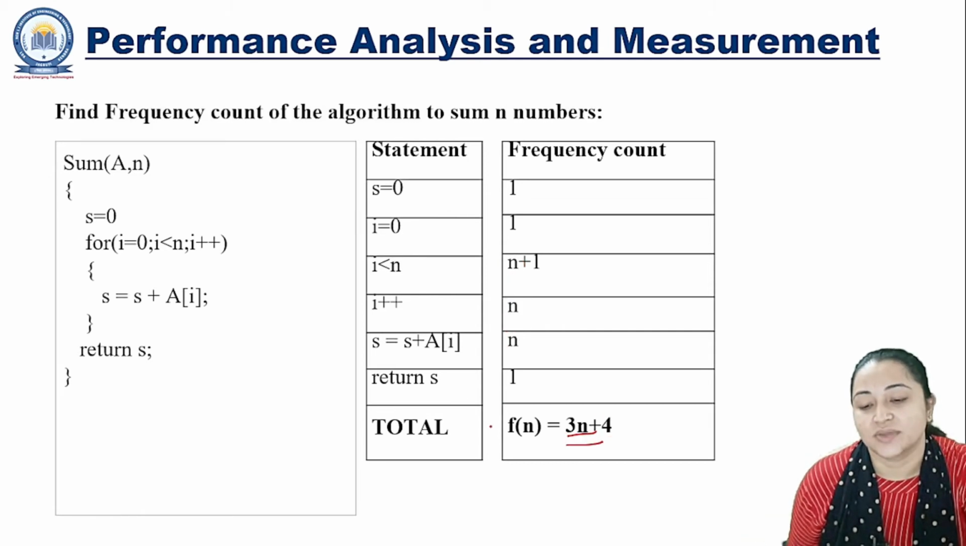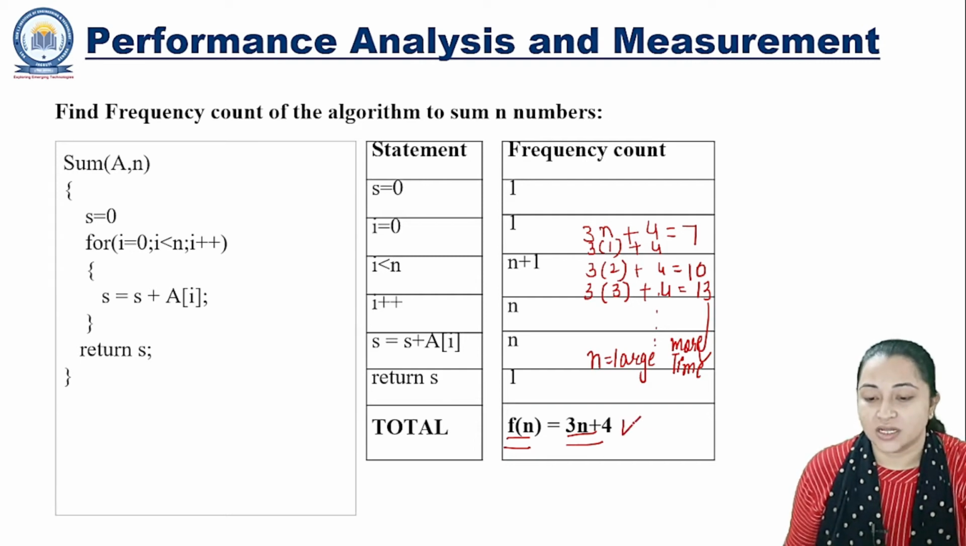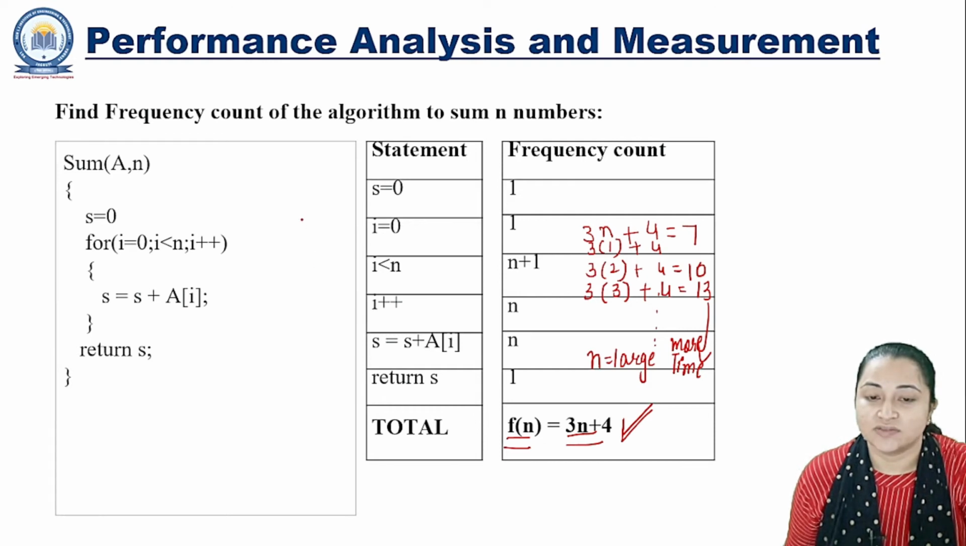And this indicates running time complexity as a function of input size n. So as n increases, complexity increases, right? So for example, let's say if n is 1, then 3 plus 4 will be 7. Then it will take 7 units of time if your input is 1. If your input is 2, then 3 into 2 plus 4 will be what? 10. Okay. If your input is 3, then it will take 13 units of time, and so on. Means if your n is large, then it will take more time, right? So this indicates the running time complexity of the given algorithm.